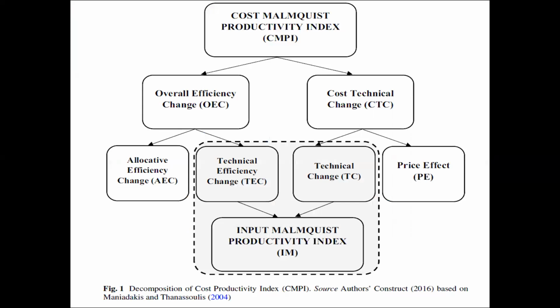Now, this is just a graphical interpretation of the decomposition. The cost productivity can be decomposed into the overall efficiency change, which I said should have been cost efficiency change, and then cost technical change. That's a two-part decomposition. The four-part decomposition is that the overall is split into allocative efficiency change and then technical efficiency change. Now, this very same technical efficiency change is what we normally use, plus this technical change, to get the normal Malmquist. Do you guys see that? And then the cost technical change, there's a part here.